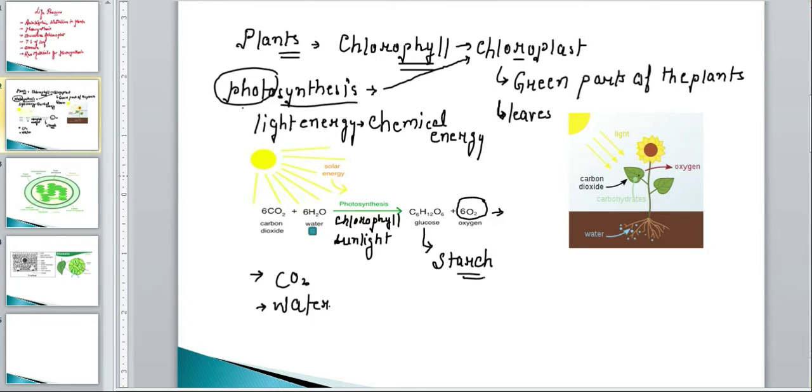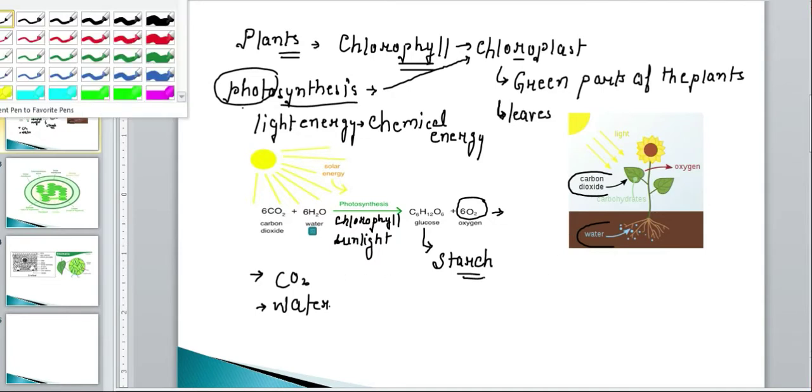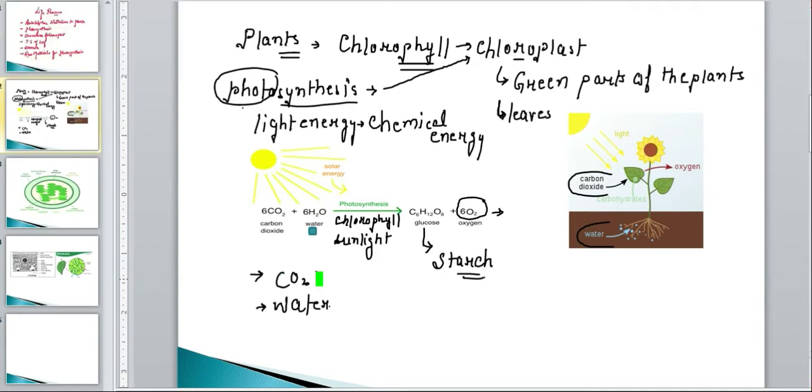In this photo you can see the green parts like leaves are able to photosynthesize in the presence of sunlight, and here the CO2 is also needed. Water is also needed as the raw material. When you get the question for the raw materials of the photosynthesis, you will write CO2 and water. These are the raw materials of the photosynthesis.